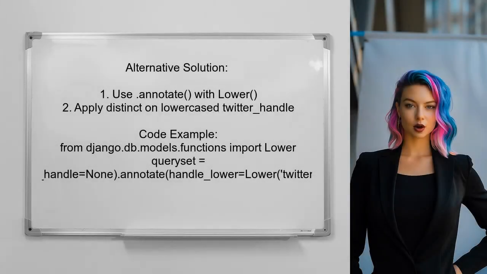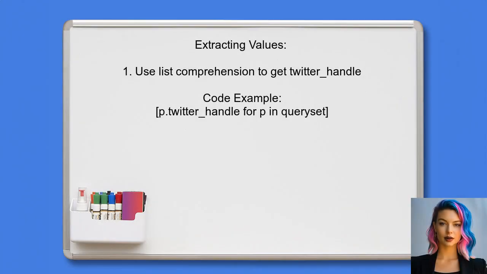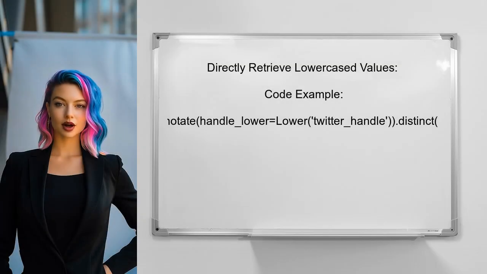An alternative solution involves using the annotate function along with lowercasing the Twitter handle. This method allows you to apply distinct on the lowercase value. Since you can't directly use values list with distinct, you can create a list comprehension to extract the Twitter handle from the query set. Alternatively, you can retrieve the lowercase Twitter handle values directly using values list.